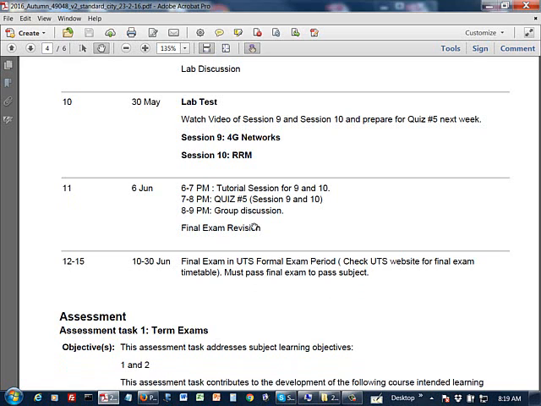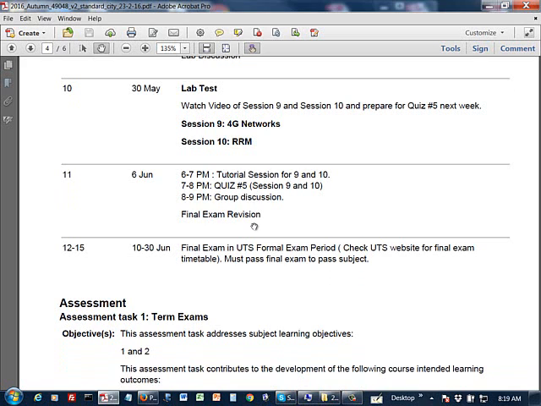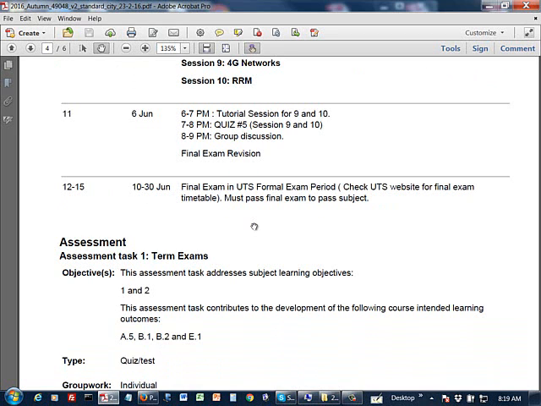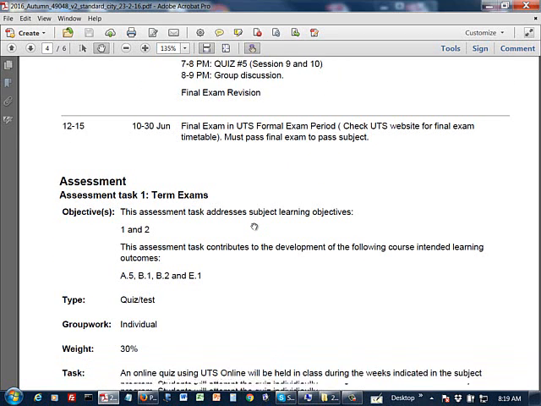Now remember, this is the last week of the teaching, and so we'll also have a little bit of final exam revision. The final exam will be held in what is referred to as the UTS formal exam period, and the exam timetable will be available later on in the semester, and you can find out when your final exam will be held. And again, one of the important things you have to know is that you must pass the final exam to pass the subject.